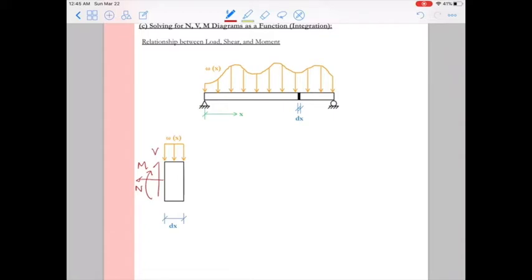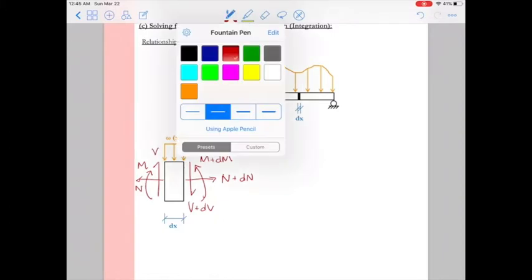Now, going from the left-hand side to the right-hand side, because we're making a cut on both sides, we need to also put in our positive axial force, shear, and bending moment on the right-hand side as well. However, they don't have the same values. They have some differential value, because this is a differential value of length dx, and so our values all change by some differential value. So I have that expressed on the right-hand side of my cut.